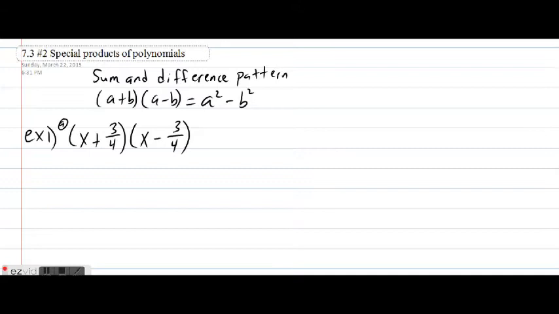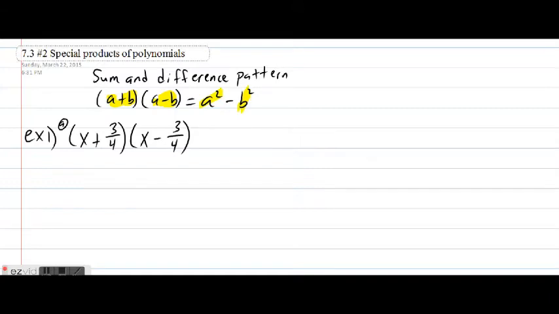So just a quick reminder that (a plus b) times (a minus b). We're looking at the exact same terms. A is the same in both, b is the same in both. Well, when you multiply it together, recall that those middle terms cancel each other out, so you're left with just a squared minus b squared.